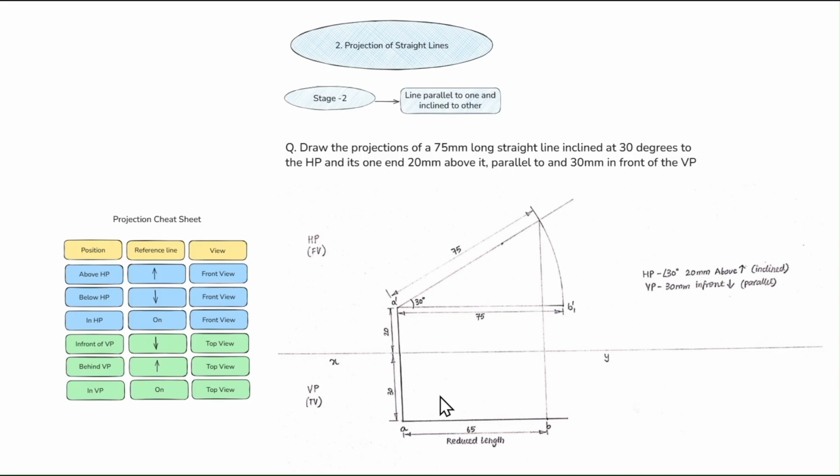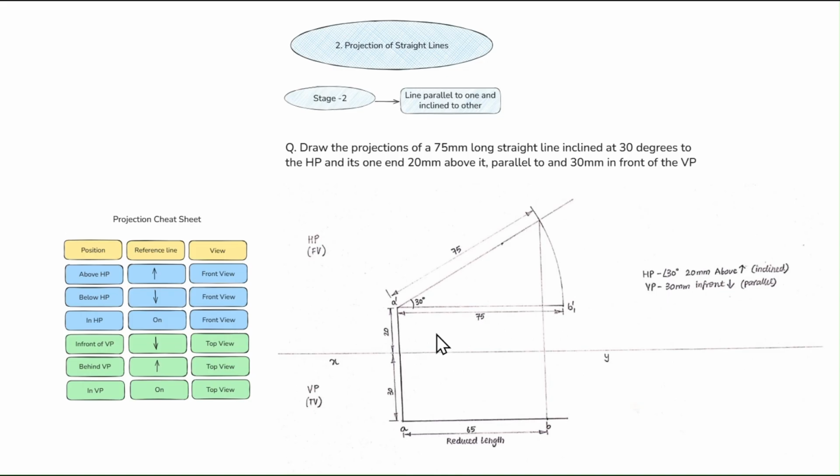Good. Now what is parallel? Parallel to VP. So VP is parallel, right? Here VP is this thing, right? First you draw the line which is 75 mm long. That much distance long line you have to draw. Okay. First you draw that line. Even here also you need to draw that line, 75 mm.